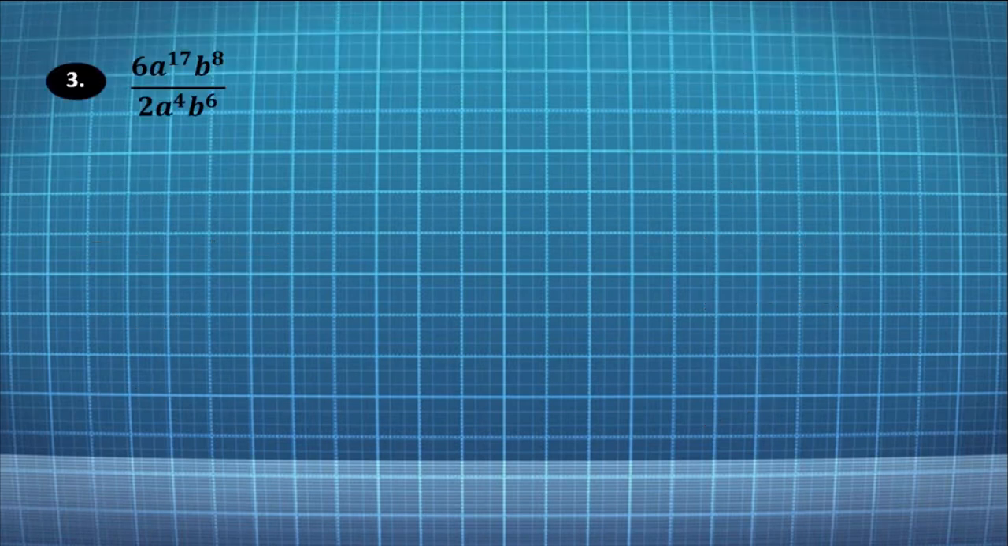In number 3, we have 6a to the power of 17 b to the power of 8 divided by 2a to the power of 4 b to the power of 6. Now, 6 divided by 2 gives us 3. And now we get a to the power of 17 minus 4, b to the power of 8 minus 6. And this gives us 3a to the power of 13 b squared.